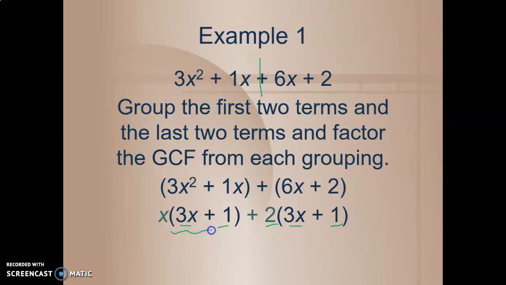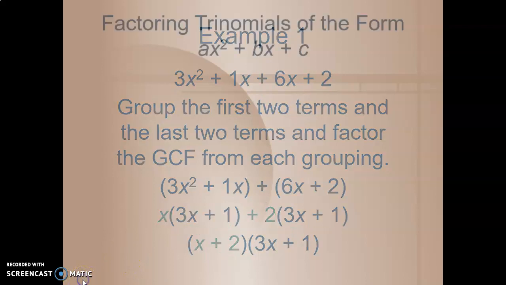If you've done this correctly, you'll notice that what you have in parentheses is identical. That should be the case every single time. So 3x plus 1 is one of our factors. And then what we factored out, the x plus 2, becomes the other. To check that we've done this correctly, we can always FOIL, multiply that back out, and when you do, you get 3x squared plus 7x plus 2.